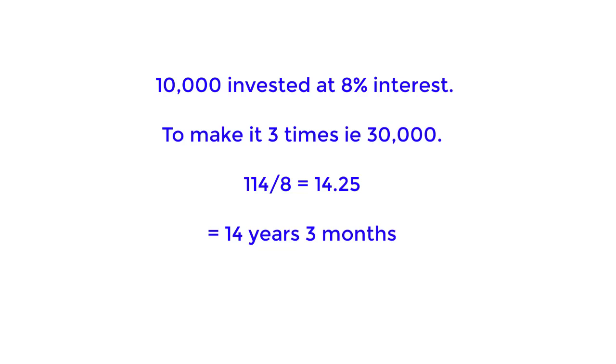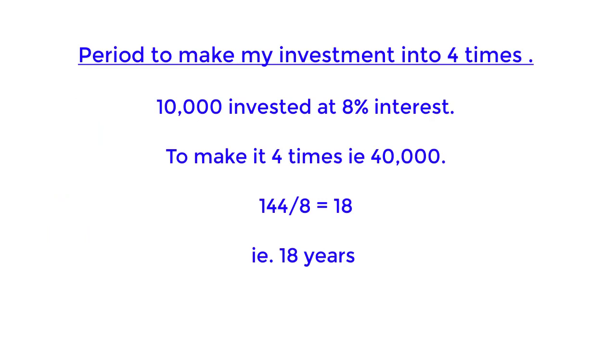Like this, I want to make my 10,000 rupees of investment into 4 times, that is 40,000. Simply apply the rule of 144. How? 144 divided by the same rate of interest, that is 8%, I will get 18. That is, within these 18 years, I can make my investment 4 times, that is 10,000 will become 40,000 according to this rule.